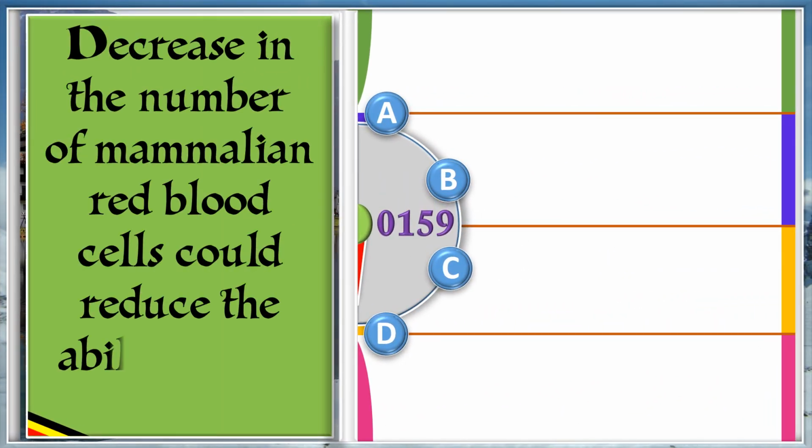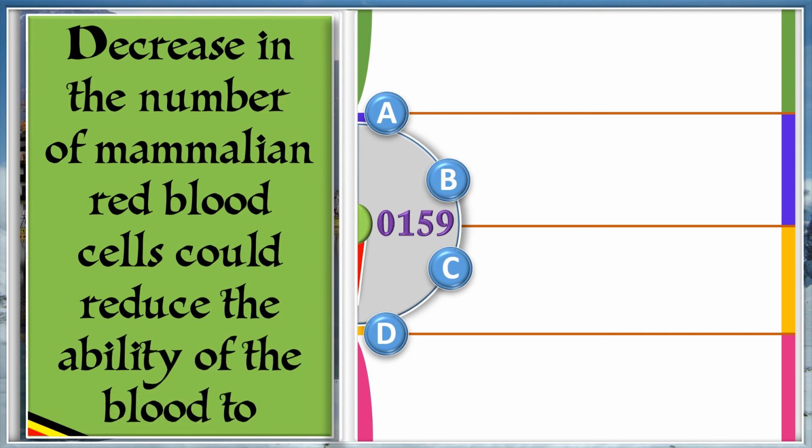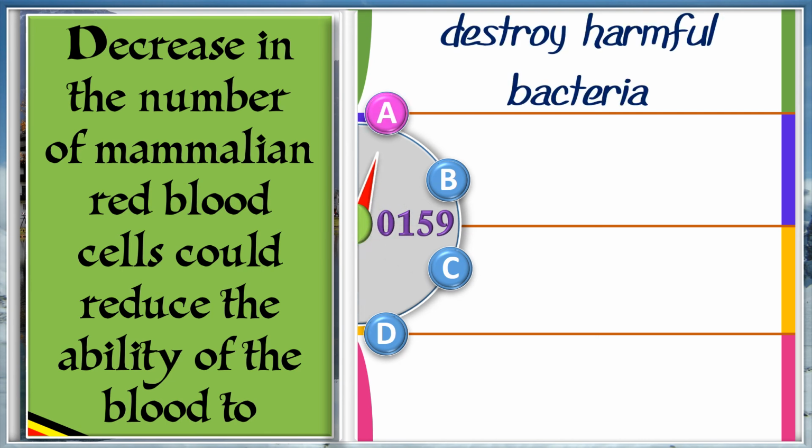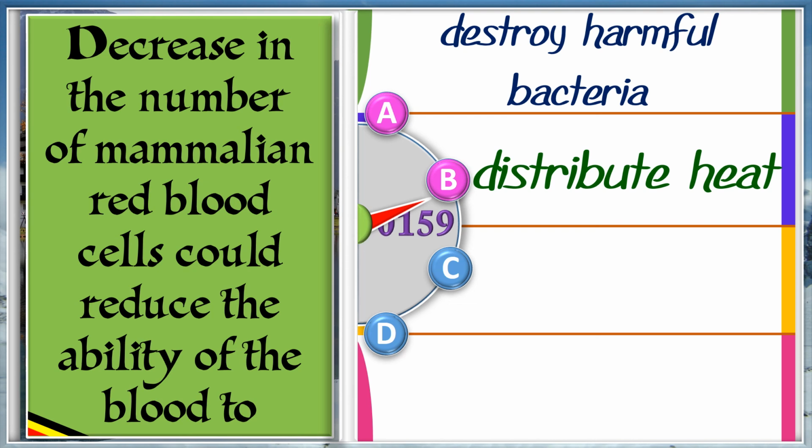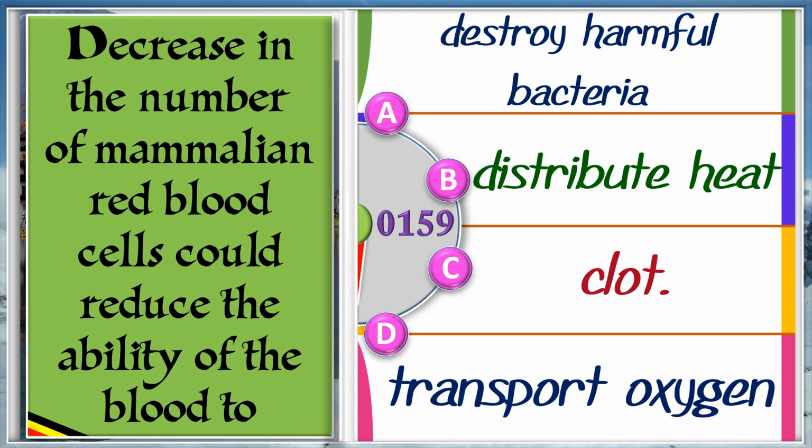A decrease in the number of mammalian red blood cells could reduce the ability of the blood to: A. Destroy harmful bacteria. B. Distribute heat. C. Clot. D. Transport oxygen. And the answer is D. Transport oxygen.